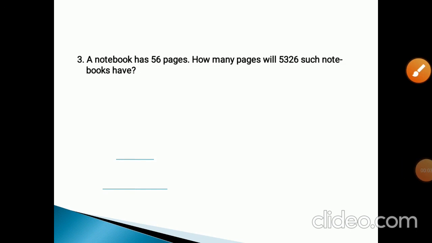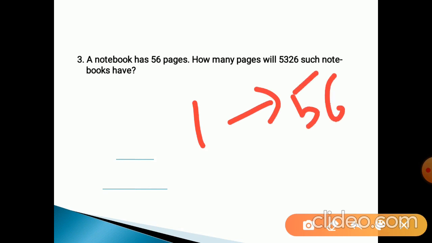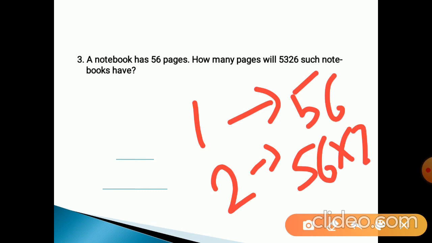A notebook has 56 pages. How many pages will 5326 such notebooks have? So a notebook has 56 pages. If you have two notebooks, it will have 56 into 2 pages. One notebook contains 56 pages. Suppose if you have two notebooks, it will contain 56 into 2. If you have 3 notebooks, it will contain 56 into 3 pages.